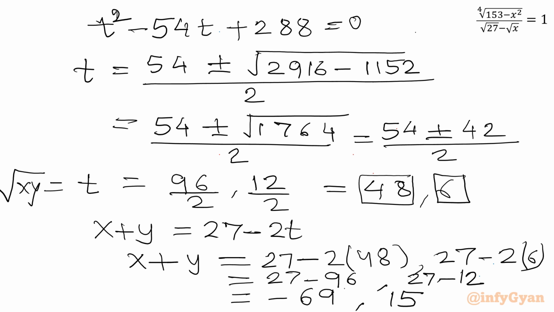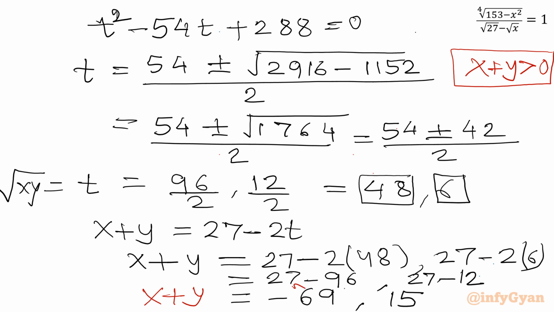Now x plus y should be positive. From our conclusion, x plus y was positive. As x is positive, y is positive, so this will be positive. So we will reject minus 69. So only t equal to 6 will be accepted. 48 will be rejected. So conclusion is x plus y is equal to 15 and xy equal to 36. Let me write here. Root xy is 6.